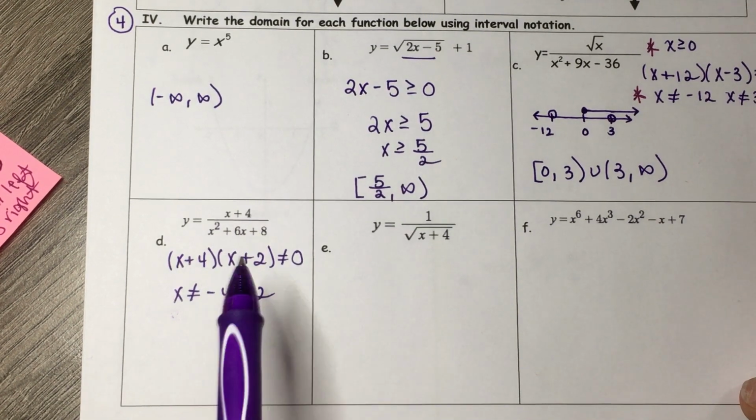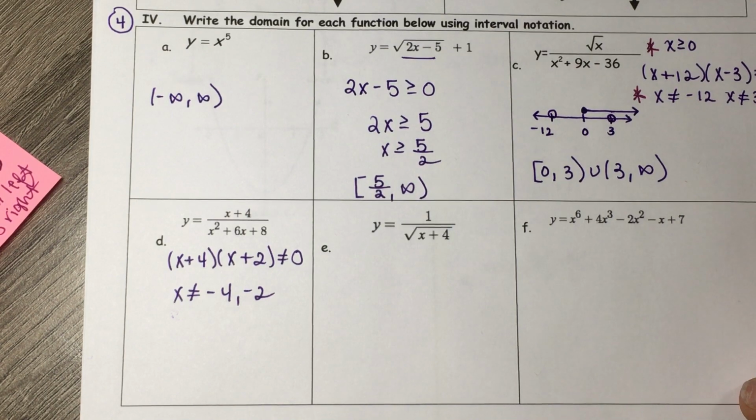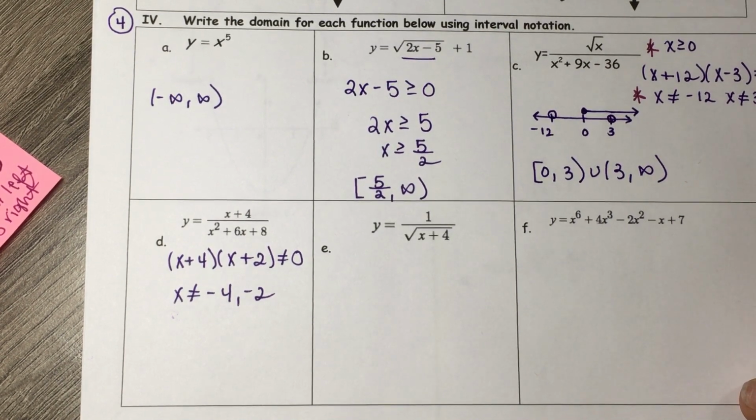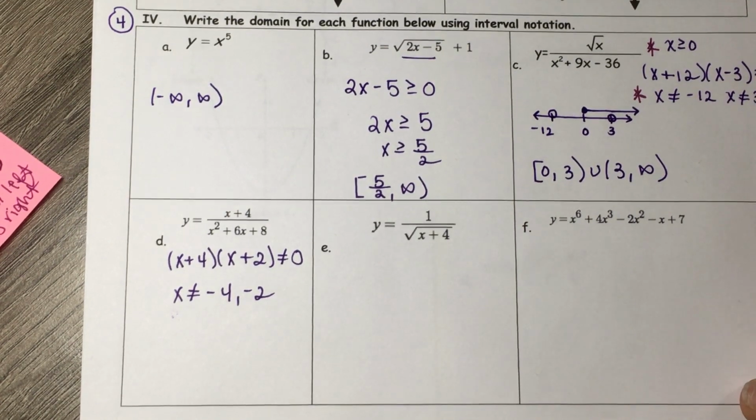Now, even though you may be able to remove this discontinuity, it does not matter. A removable discontinuity will still make our function undefined. So I can't just cross out the thing in the numerator and the denominator and say, okay, that's it. No, even though it's removable, it's still going to be a discontinuity.